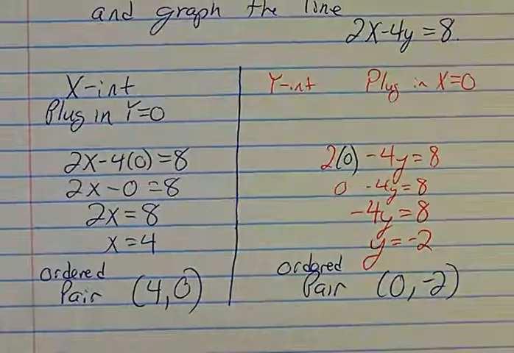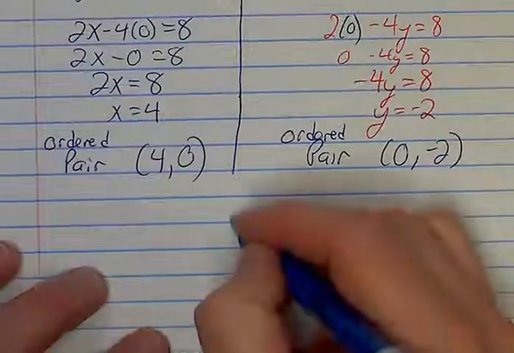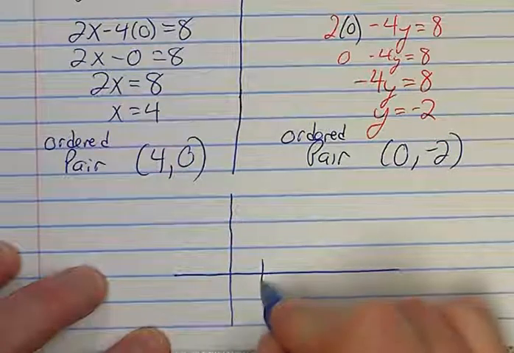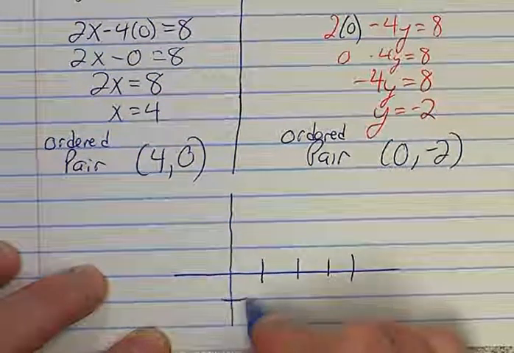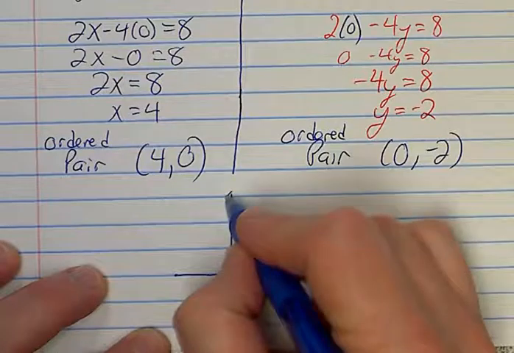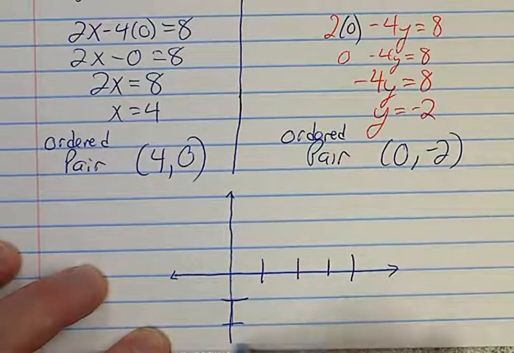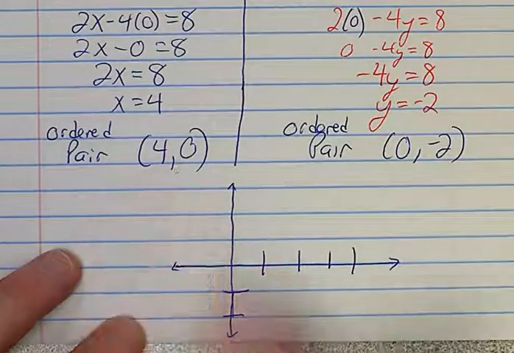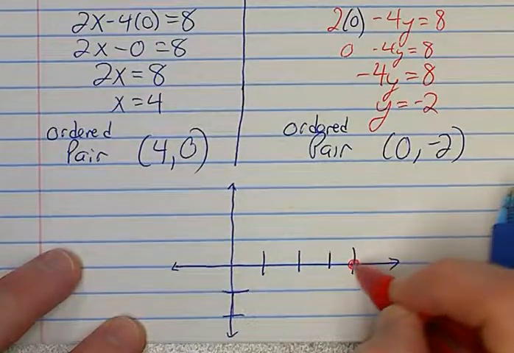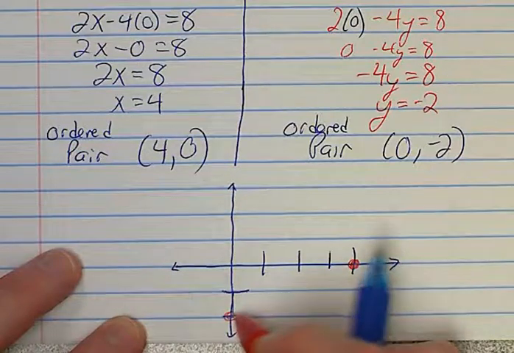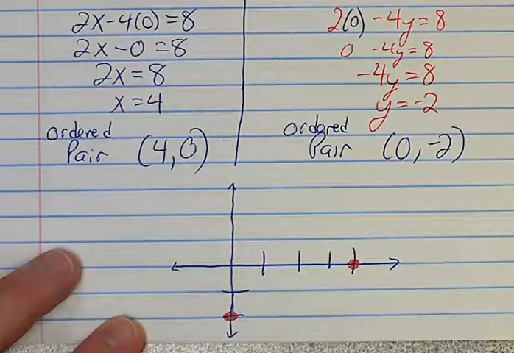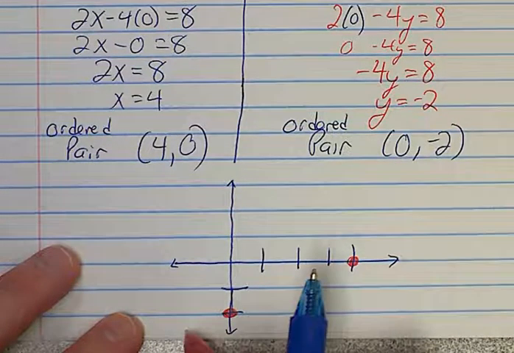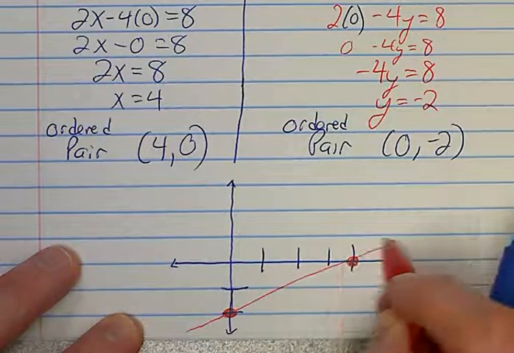Now, the reason we write them as ordered pairs is that when they ask you to graph this equation, you're going to put one dot at 4, 0. And you're going to put another dot at 0, negative 2. Connect those two dots, and there you go. There's your graph.